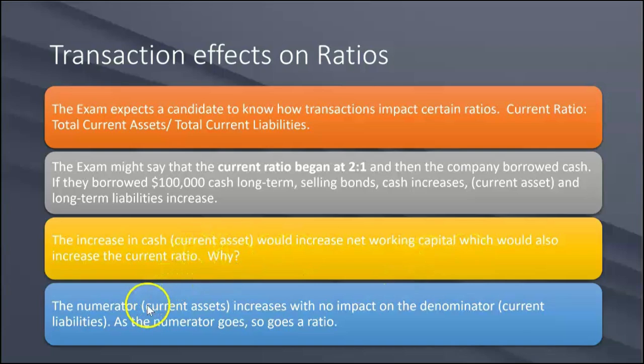Why? Because the numerator of the current ratio, current assets, is increasing with no impact on the denominator of the current ratio, which is current liabilities. And as the numerator goes, so goes a ratio. So this current ratio is going to increase as a result of this transaction, borrowing cash long term, because the numerator is going up and the denominator is not moving at all.